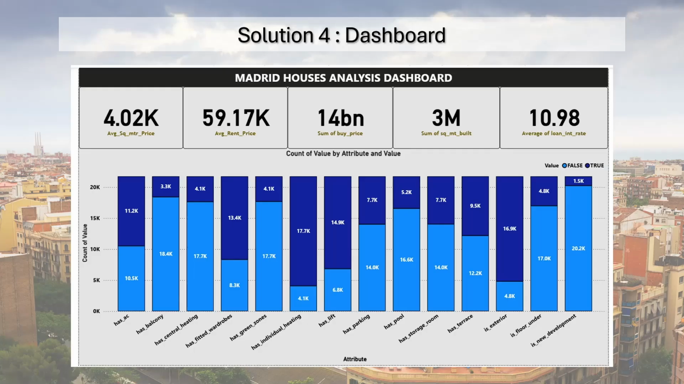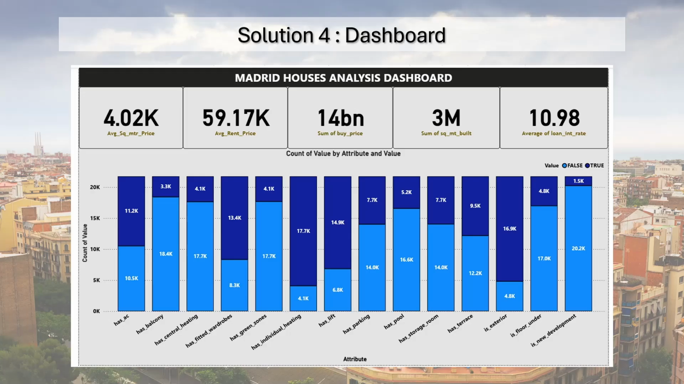Now let's move on to the dashboard. Here is the dashboard part. This is the final question and this is the final part of this presentation. You can see here that average square meter price was 4,000 and the average rent price was 59,000.